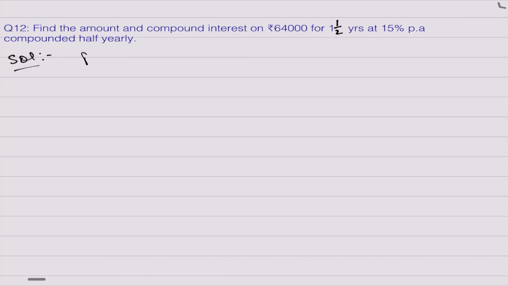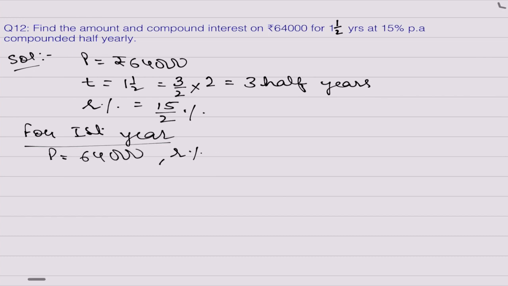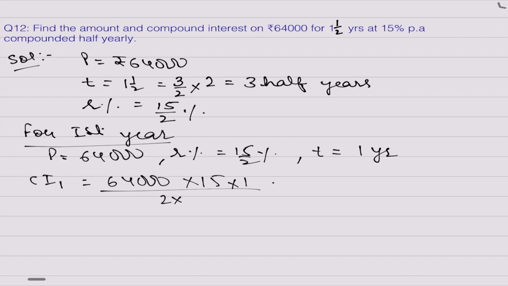So see, in this question the principal is rupees 64,000, time is 1.5 years, so it becomes 3 by 2 into 2, that is 3 half years, and rate percent will be 15 by 2%. So the rest of the method of calculating the interest is same as the previous questions. So for the first year the principal is 64,000, rate is 15 by 2, and time period will be 1 year. Okay, so compound interest for the first year, we'll put the values in the formula and calculate.